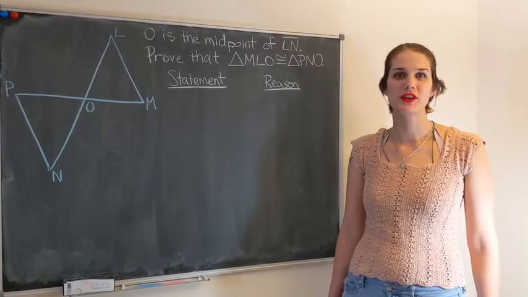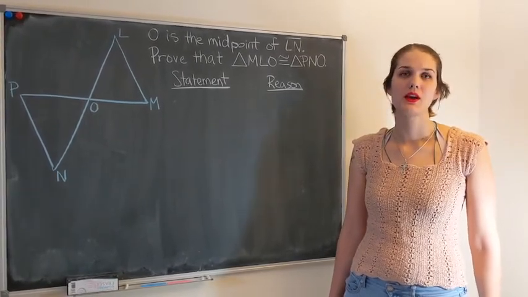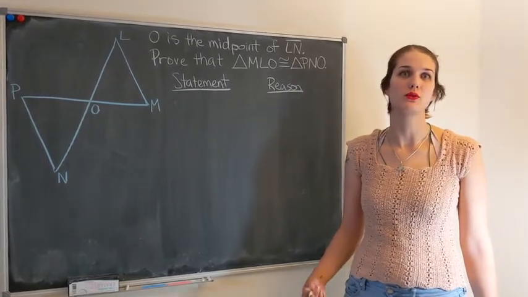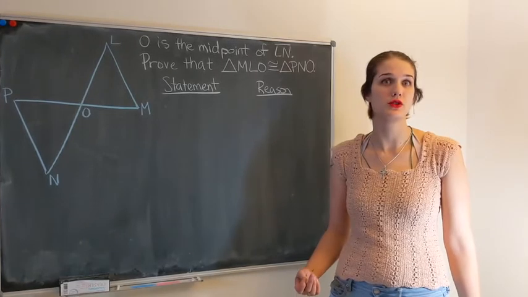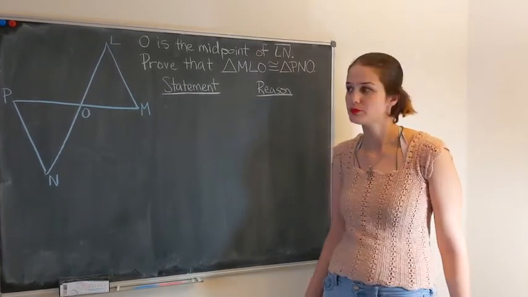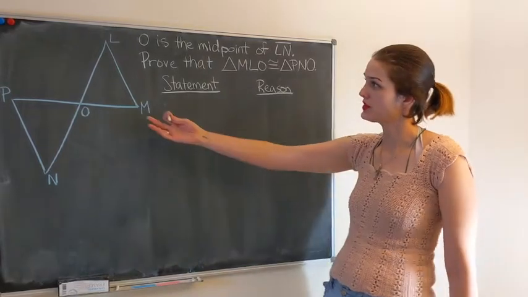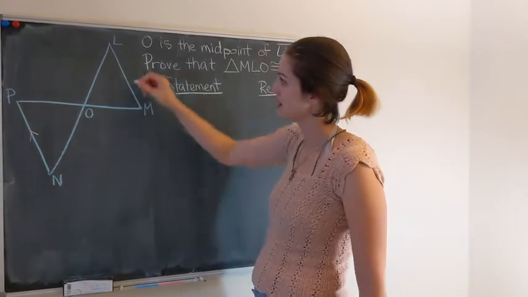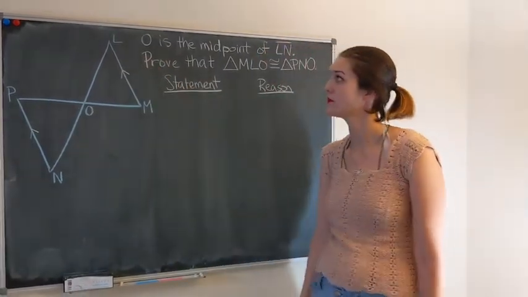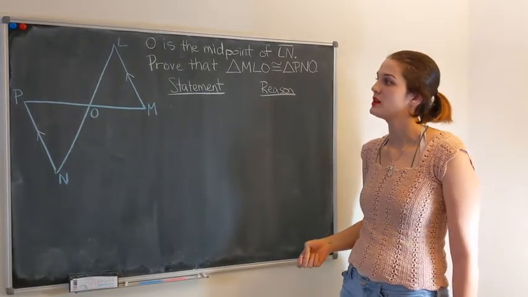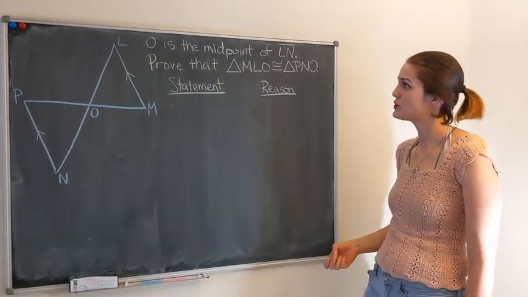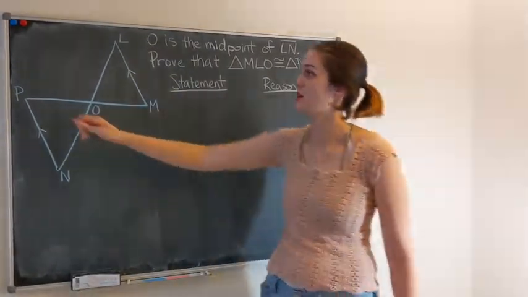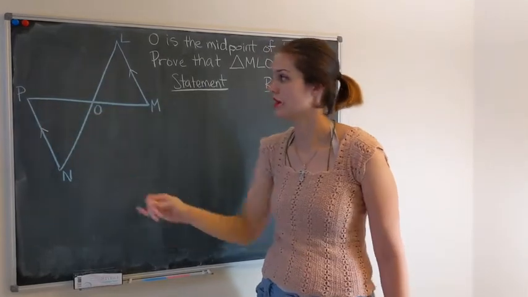Today we're going to be proving that two triangles are congruent and taking a look at the general process that goes into writing a proof in geometry about two congruent triangles. So in this particular example, we're given this diagram. We're told that line segment PN is parallel to line segment LM, and that O is the midpoint of LN. And then we want to prove that triangle MLO, so this triangle on the right, is congruent to triangle PNO, this triangle on the left.